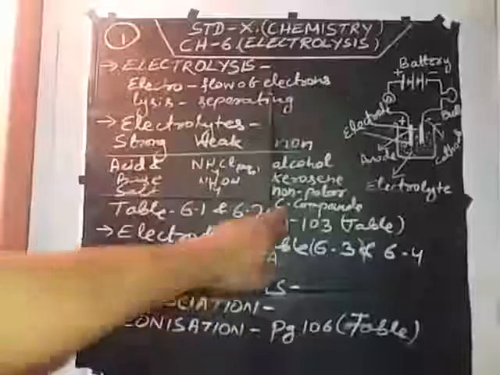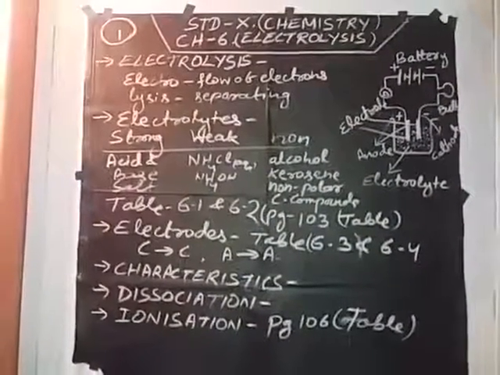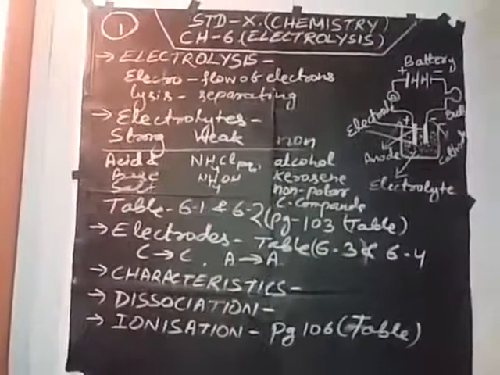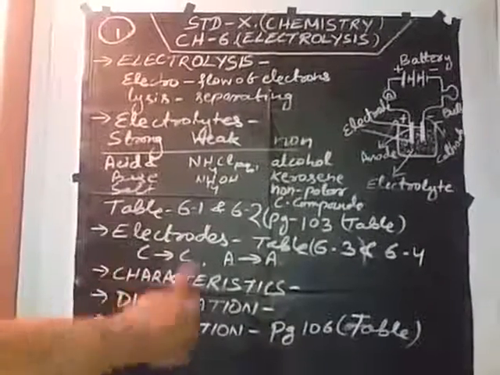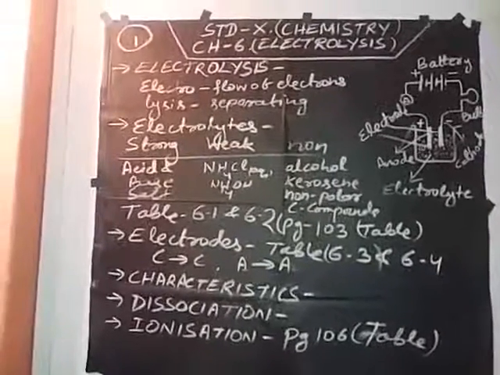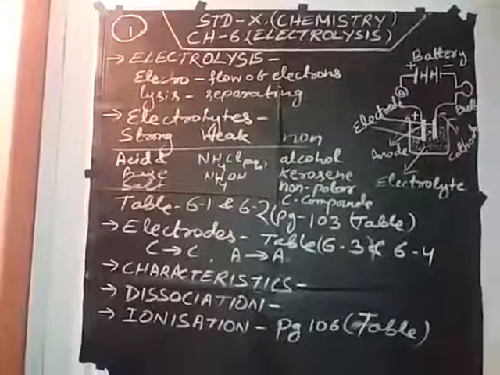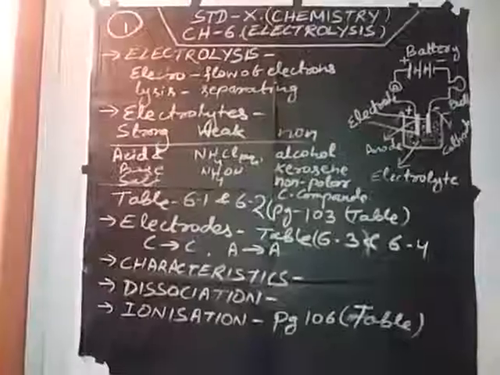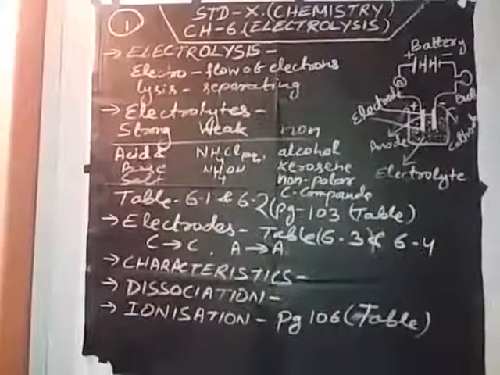Cations move towards the cathode, so metals are generally deposited near the cathode, except hydrogen, but non-metals are deposited at the anode by gas formation. Then see table 6.3, differentiating between anode and cathode. The anode is generally joined to the positive terminal of the battery, the cathode to the negative terminal. Anions migrate to the anode, cations migrate to the cathode.